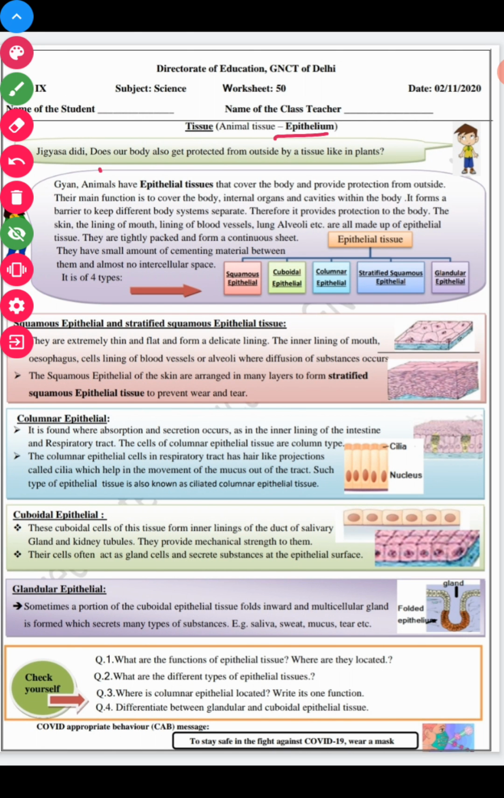Gyan asked, does our body also get protected from outside by the tissue like plants? Then Didi replied, yes, animals have epithelium tissue that covers the body and provides protection from outside. Right? We have epithelium tissue that covers our body and provides protection from outside.